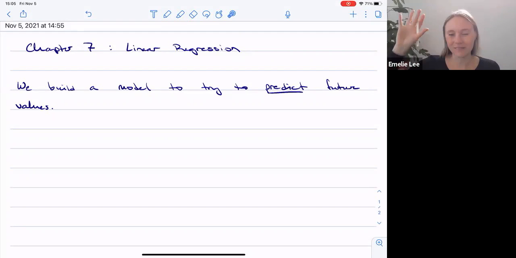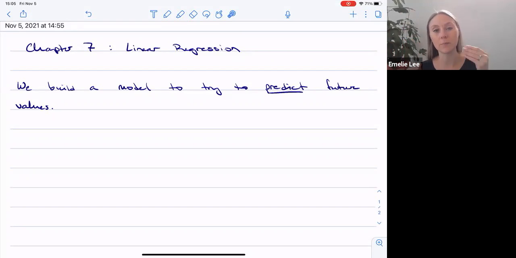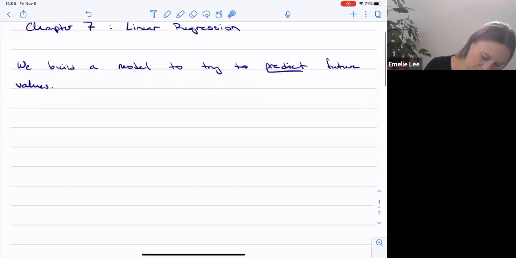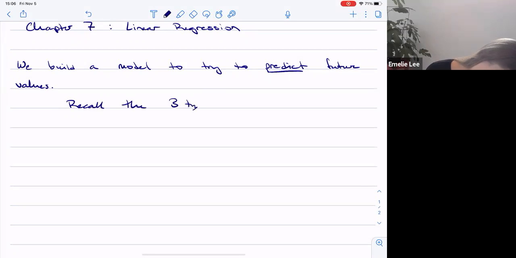The last step, which we're not going to get to because it's beyond the scope, but it is in the textbook, is prescriptive. If you've made a prediction, what is your prescribed path to take after that? What's your prescribed decision? So recall the 3 types of analyses introduced in chapter 1.